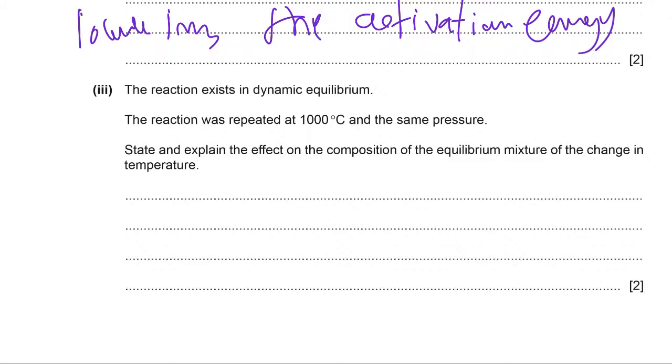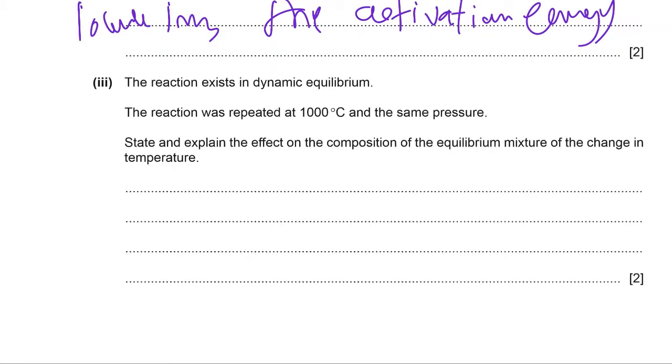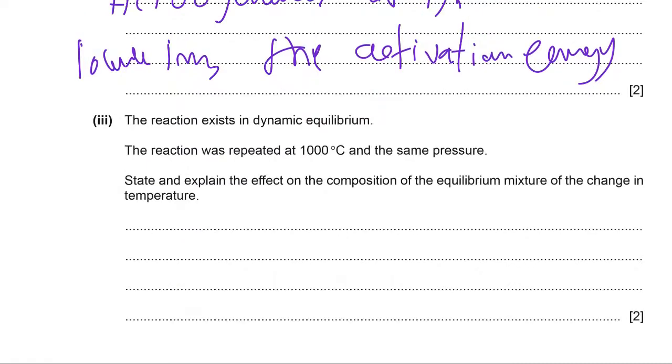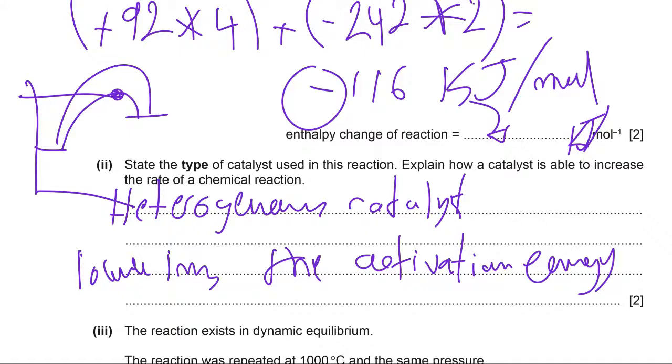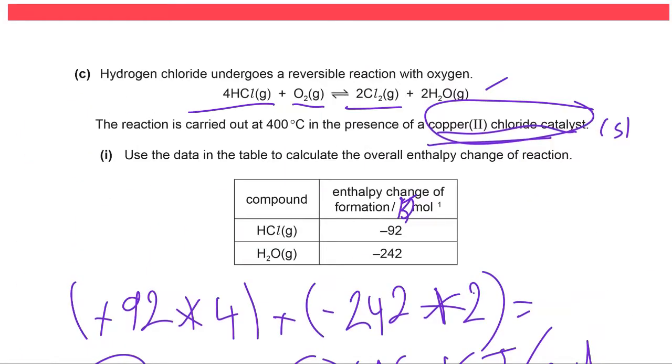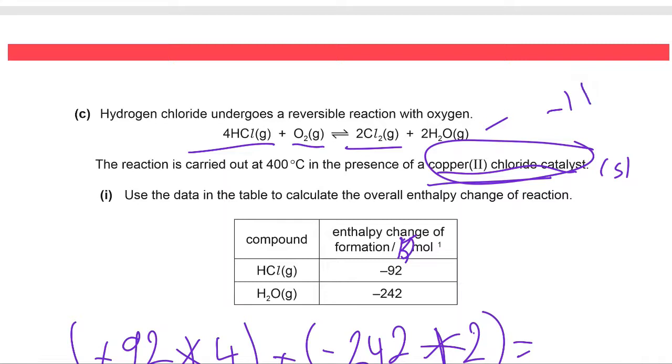The reaction exists in dynamic equilibrium. The reaction was repeated at 1000 Celsius and the same pressure. State and explain the effect on the composition of the equilibrium mixture of the change in temperature. Here actually you need the value for the reaction, and it's negative. If it's negative, that means your reaction is exothermic. So this one is negative 116.